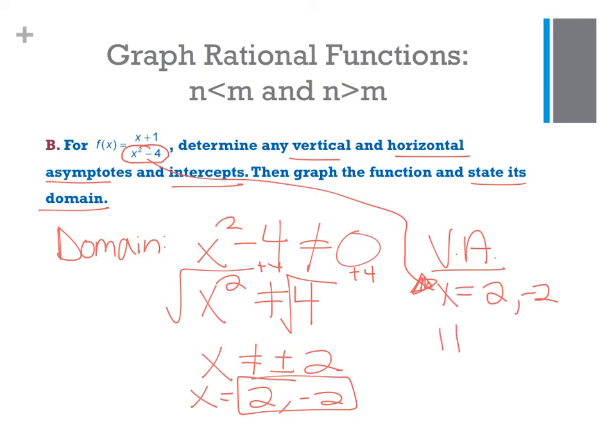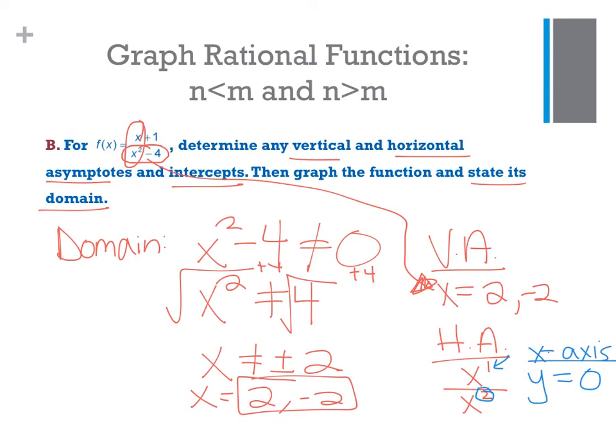As far as a horizontal asymptote goes, if I look at the degree of the function, the degree on top is 1 and the degree on bottom is 2. Since the degree on bottom is greater than the degree on top, that implies that the horizontal asymptote is at the x-axis, which is the equation y equals 0.